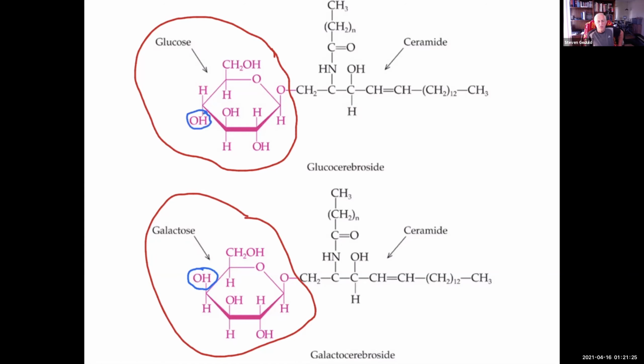Okay, that's your difference. They both have the ceramide structure, just a different sugar on the end. That's the only difference between them. So a glucocerebroside and a galactocerebroside. Just remember, the glucocerebrosides are ones involved in macrophages. And the galactocerebroside is one found in brain cells.